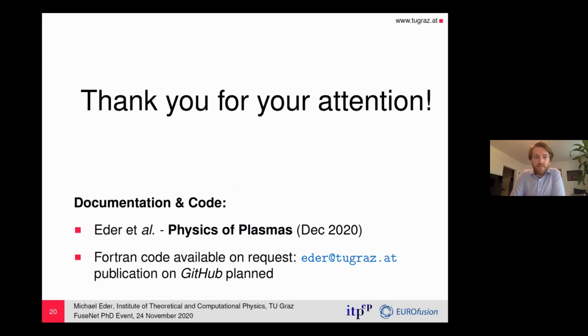For anyone who's interested in the method we've developed, there's a paper coming out in Physics of Plasmas in the December edition. And also the Gorilla code is available on request. Just send me an email. Or also in addition, this Fortran code will be published on GitHub as soon as possible.